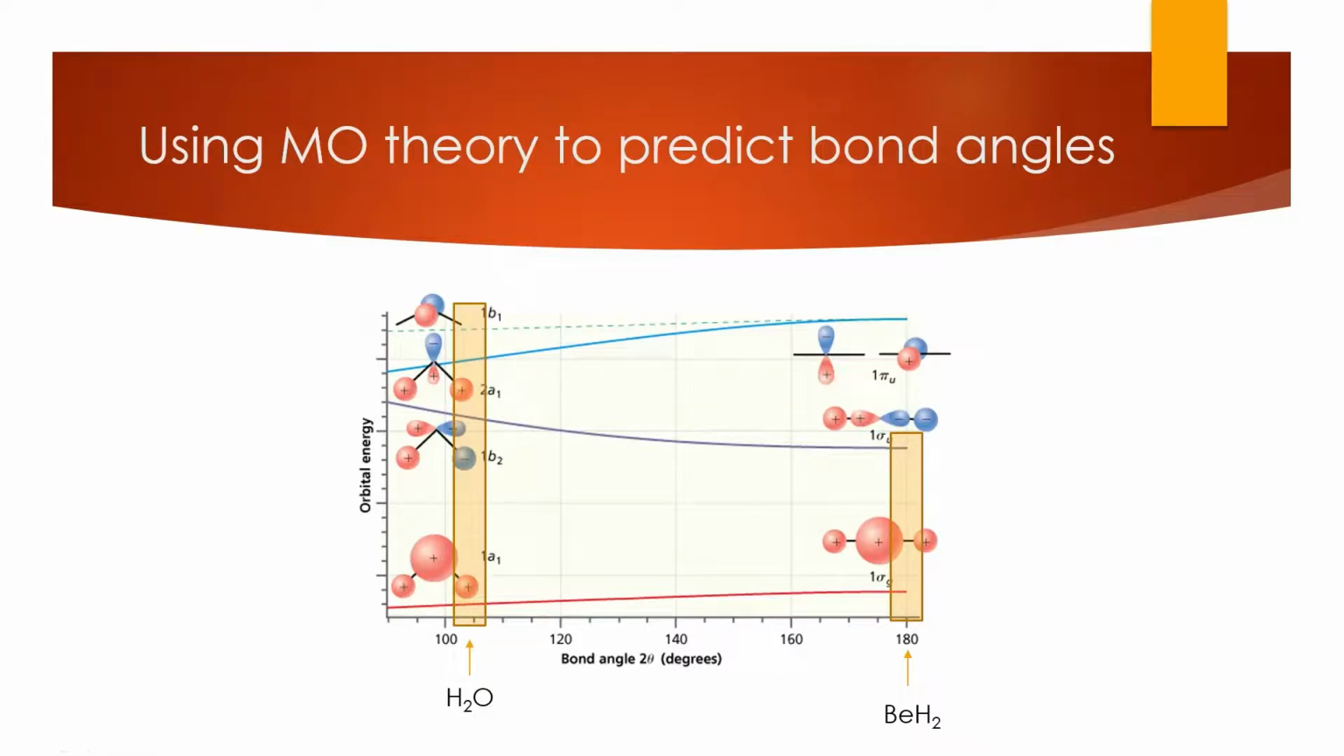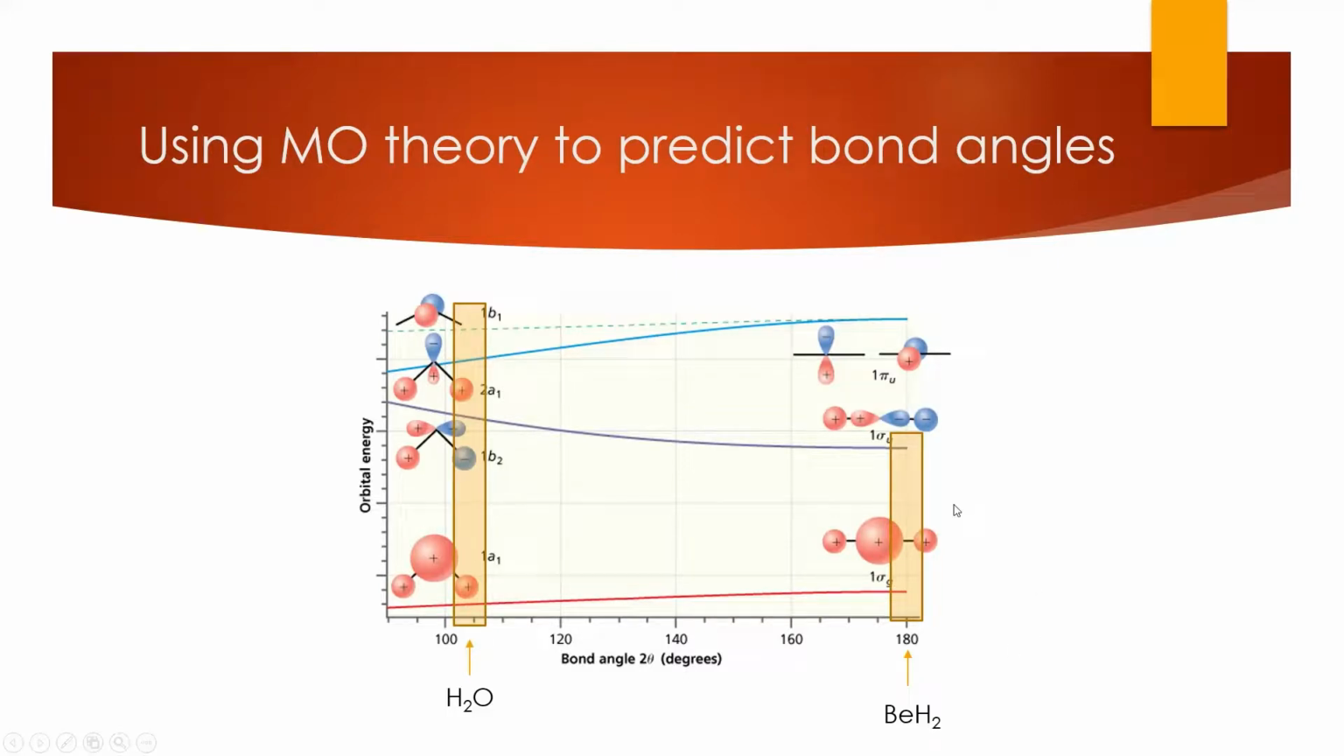Now, beryllium dihydride, BeH2, does not have electrons in the 2a1 orbital. So what it has to consider for its bond angle is simply the 1b1 and the 1b2 and the 1a1 orbital. And it can do that by having a 180 degree bond angle. This goes down as a function of degree. This goes up as a function of degree, but this goes down to a greater extent than this one goes up. So the minimum is at 180 degrees.